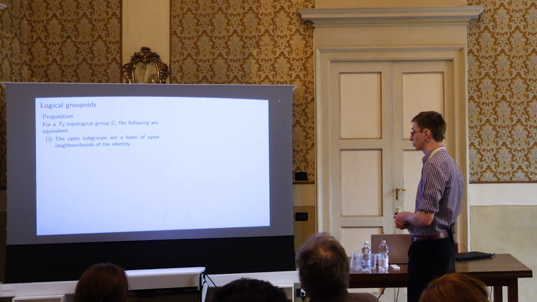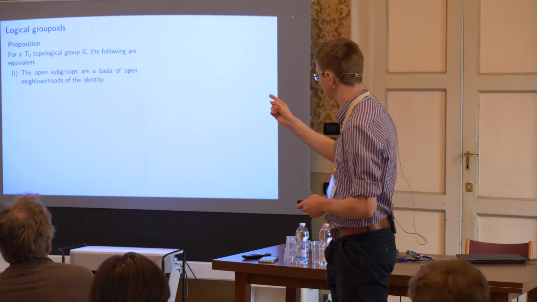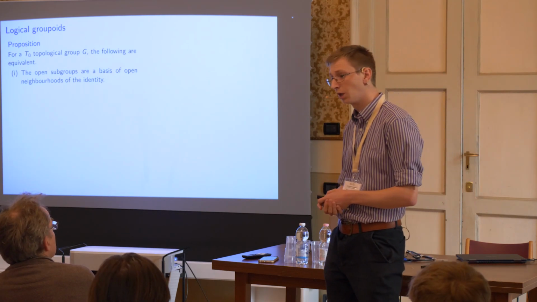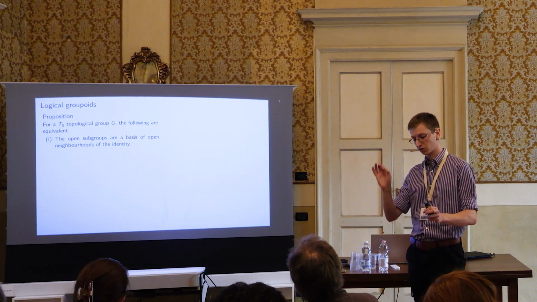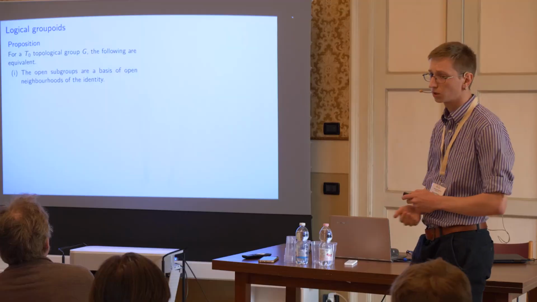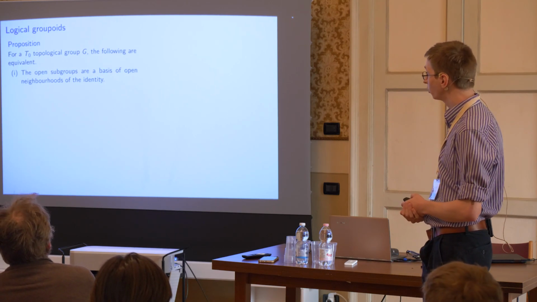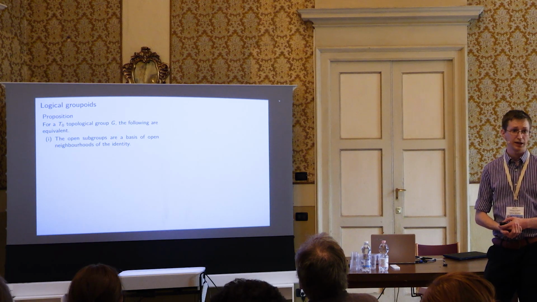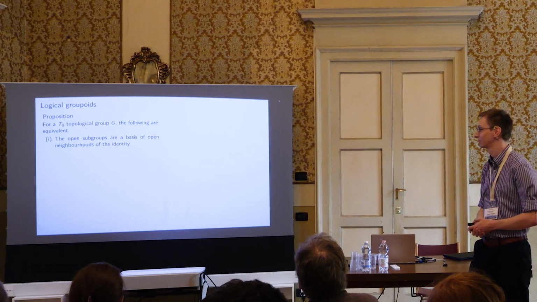So if we have a topological group satisfying a nice separation axiom, T0 is sufficient, then we're going to have the following equivalent conditions. It means that if you have any two distinct points, there is an open set containing one or the other. These are equivalent conditions for such a topological group. Firstly, the open subgroups are a basis of open neighborhoods for the identity. In Roy Hora's talk, this was called nice enough topologies.